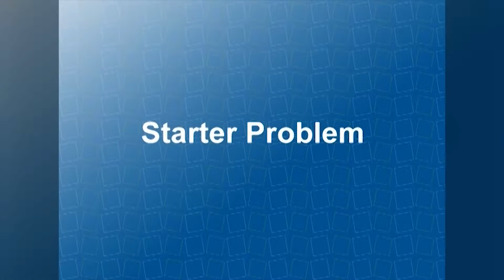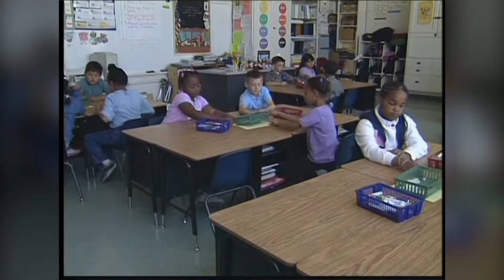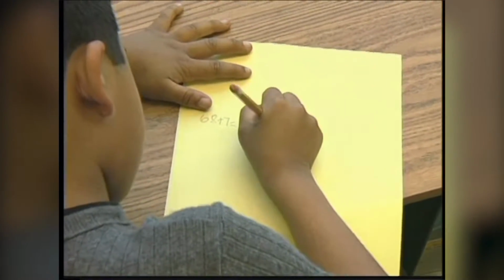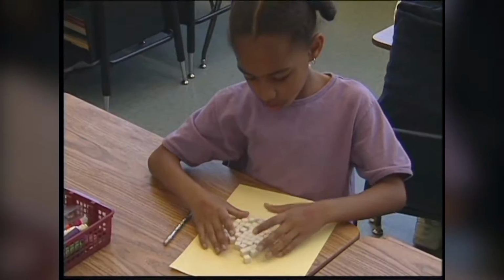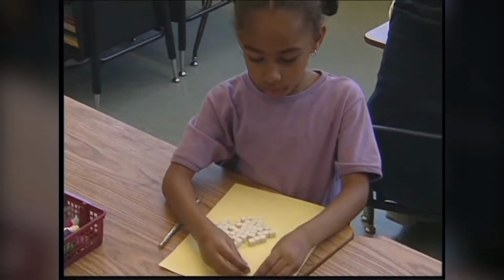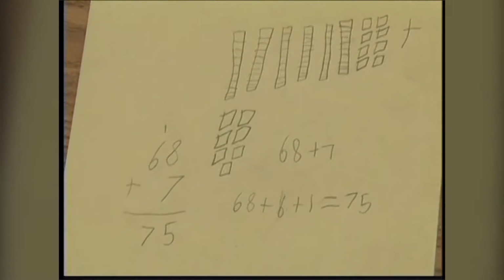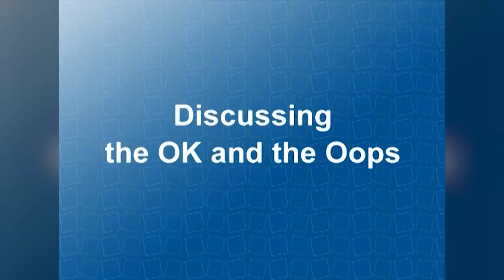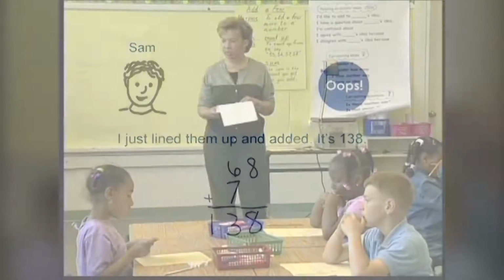Then we do the starter problem. Work on the starter problem on your own. You can use your manipulatives or you can use the scratch paper. Now we read about Katie and Sam and how they solved the starter problem. Katie's way was okay. Sam got an oops. He made a pitfall.